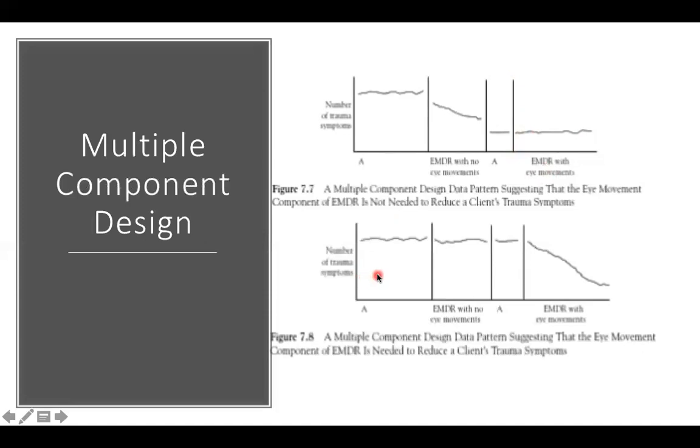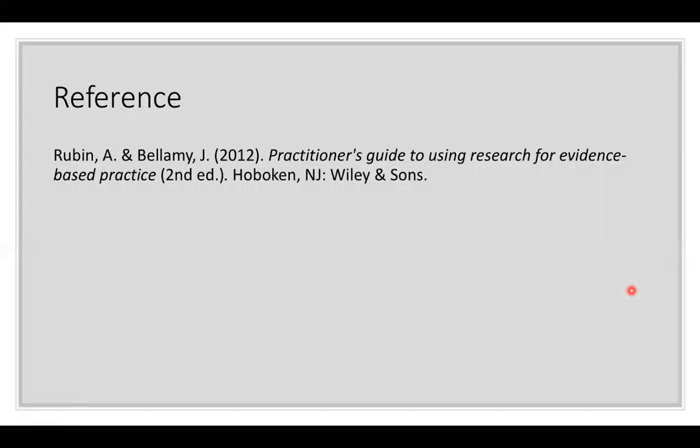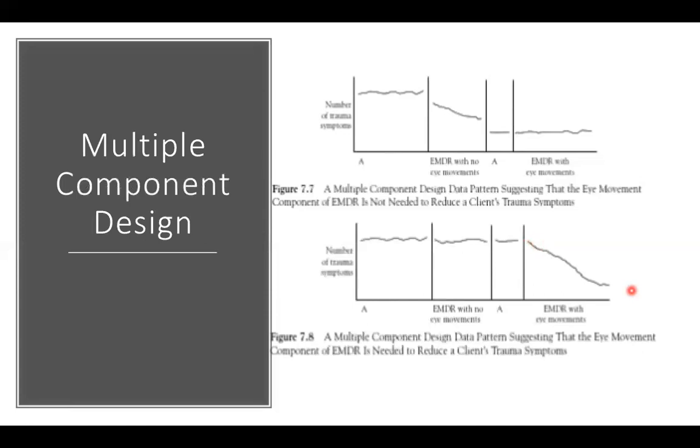And then if you come down here, baseline phase, EMDR with no eye movement, stays static, no improvement, and then you of course withdraw, go back to the baseline phase, and then you do your EMDR with eye movement, the full component of EMDR, eye movement desensitization reprocessing, and you get all of this. So that's basically what you want to get. And that's the single case design.